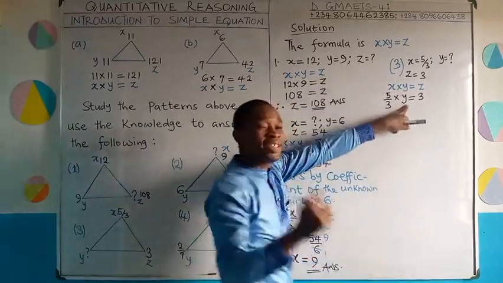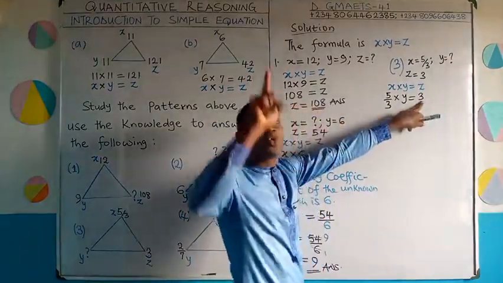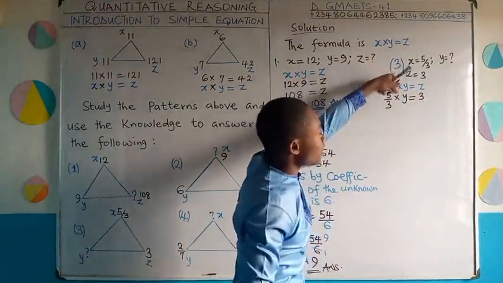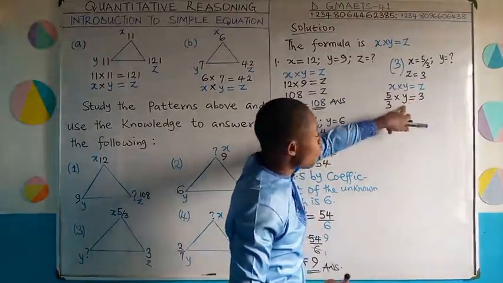Anything standing alone is over 1. This 3 here that is standing alone is also over 1. Therefore, I will come here and do numerator times numerator. 5 is numerator. This y is also numerator. I've told you it is over 1.